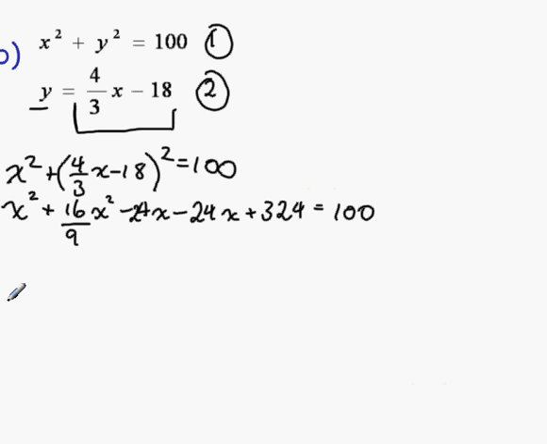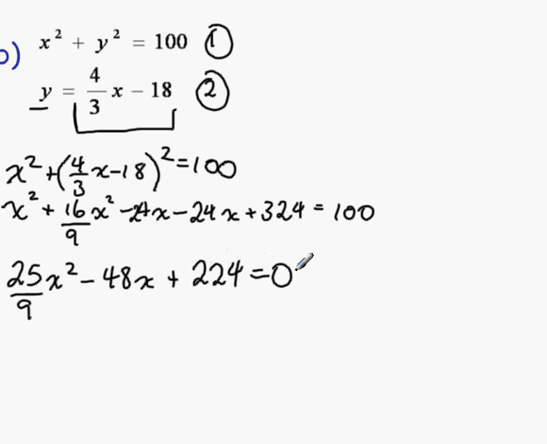Okay, now we can collect like terms and put all of our terms on the left-hand side here. So if I add together x squared plus 16/9x squared, common denominators, okay, we end up with 25/9x squared. I add together my two x terms, so I have -48x, and I'm going to subtract 100 on the left-hand side, so I end up with plus 224. Okay, so here's my equation in standard form.